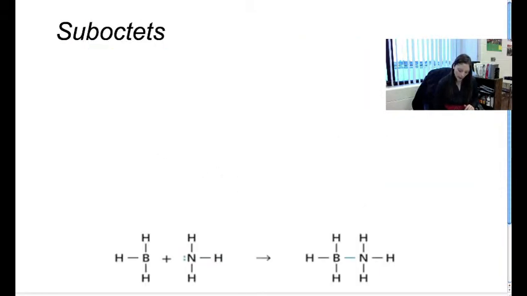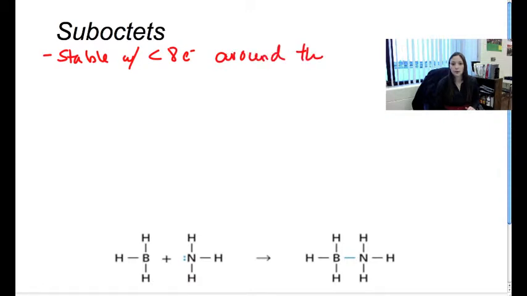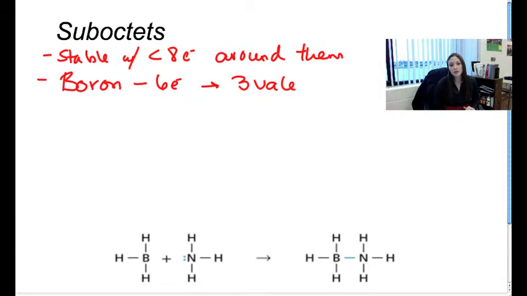A way more common exception is what's called a sub-octet. Okay, think sub-octet. These are ones that are stable with less than 8 electrons around them. Think sub, less than, okay? The probably most common example is boron, okay? Boron is very happy with 6 electrons around it because it originally had 3 valence electrons.